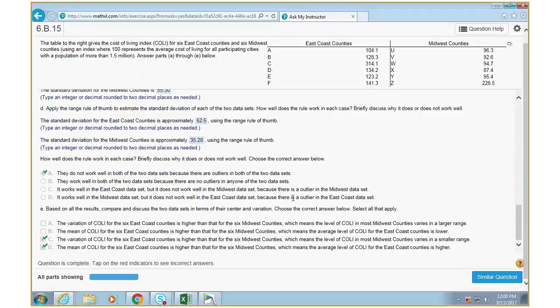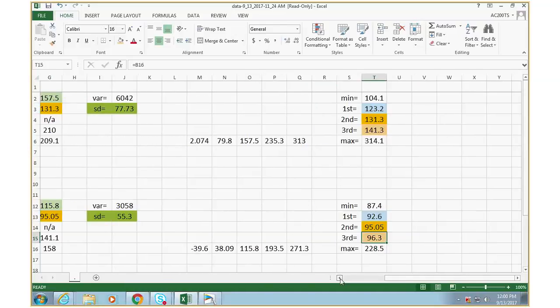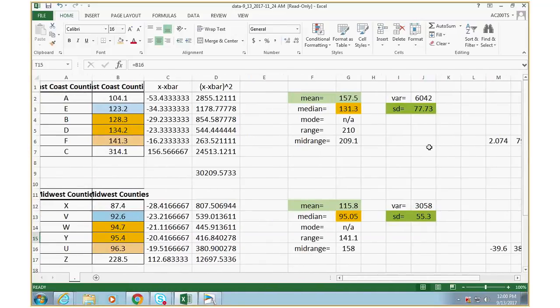Okay? And I think that's what they're asking you here. This right here. Based on all the results, compare and discuss the two data sets in terms of their center and variation. Choose the correct answer. All right, the variation for the East Coast, for the first group, is higher than that of the Midwest. Well, let's look at our data. Where's our data? Here it is. The variation. Is the variation higher? Yes.